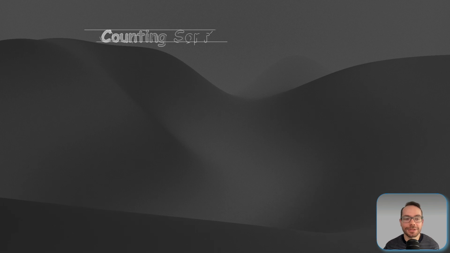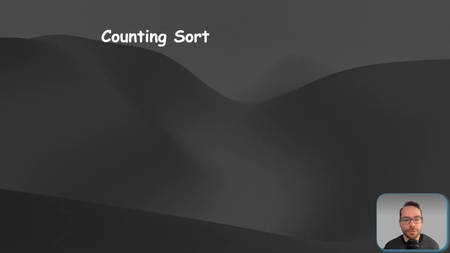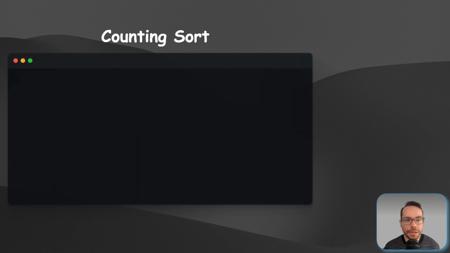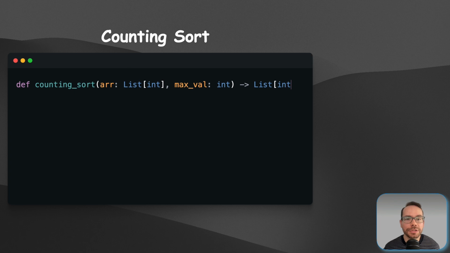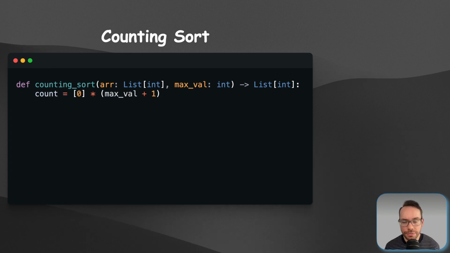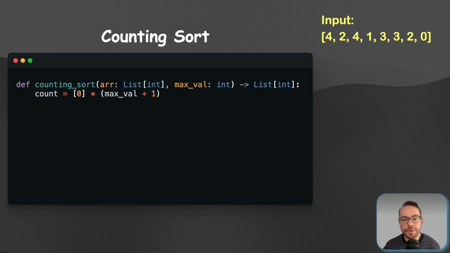That algorithm is called counting sort. So let's see how counting sort works first. In counting sort, we start by creating a count array of size max value plus 1. We initialize it to zeros, and then this array will store the frequency of each integer from 0 to max value. Let's actually consider an example to see how this is going to work step by step.